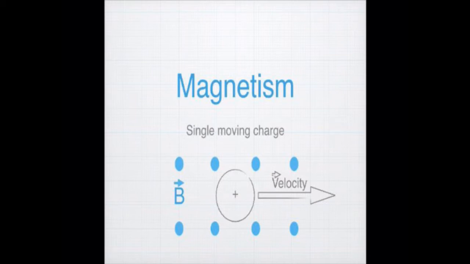It can be represented a couple of different ways. One is like this, with the dot representing out. The other is with an X, which represents going into the page or into the board, or whatever it's drawn on, it's going into that thing.